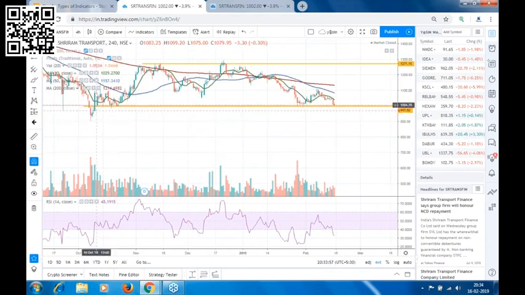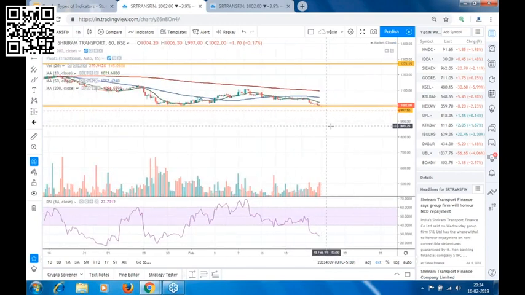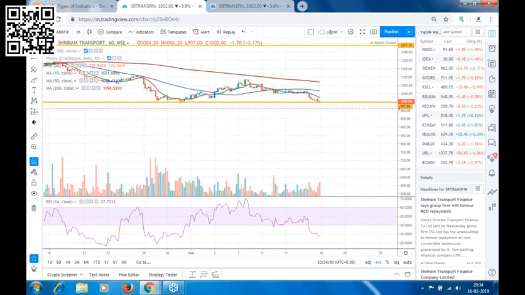See the level that we have marked on the daily chart, acting as a support. And in the 1 hour time frame also, the stock is below all the moving averages. The only thing is that we have a support at the lower level.